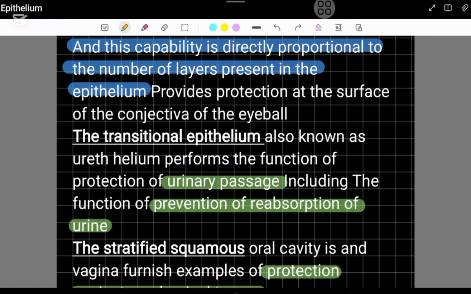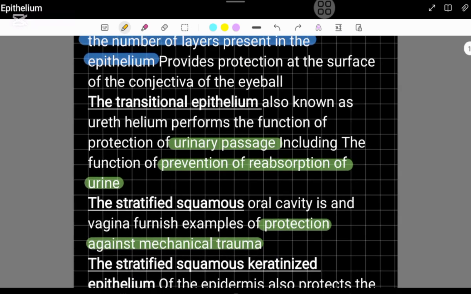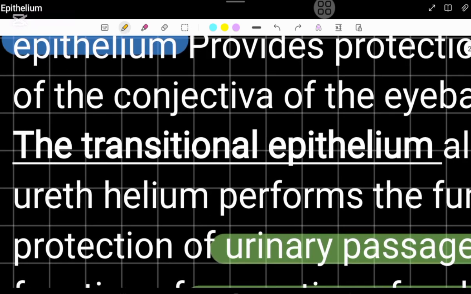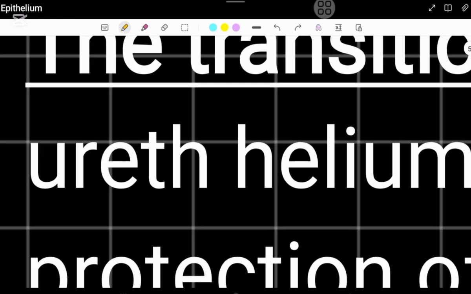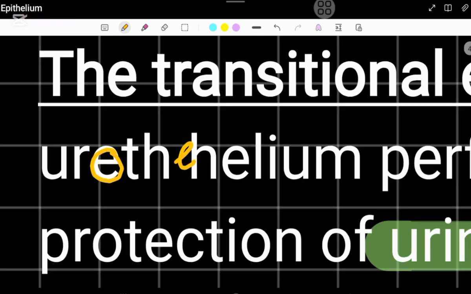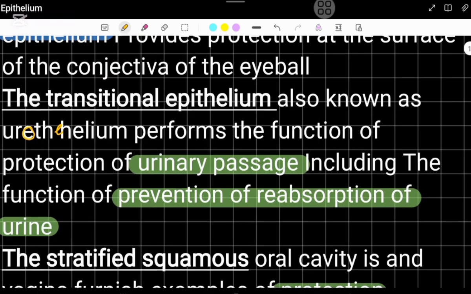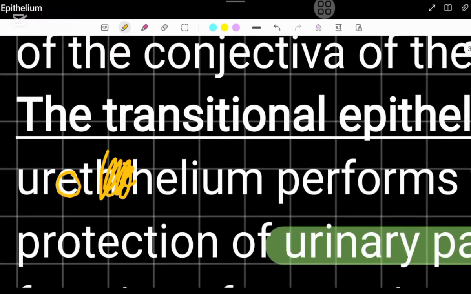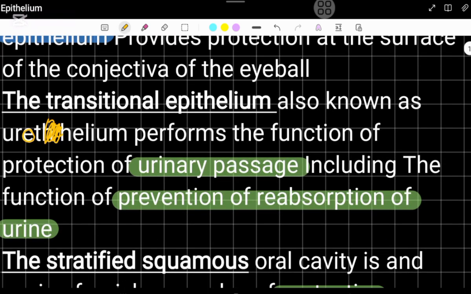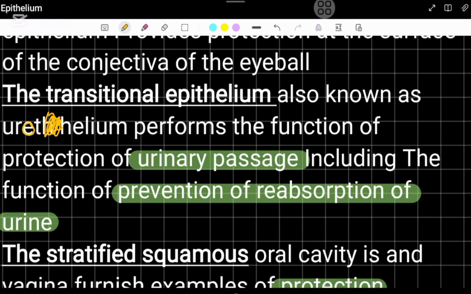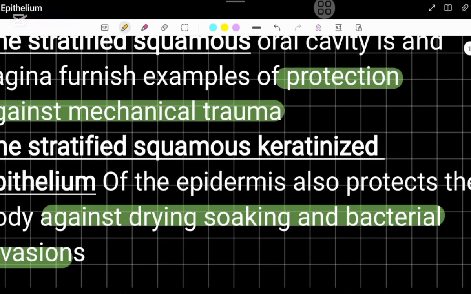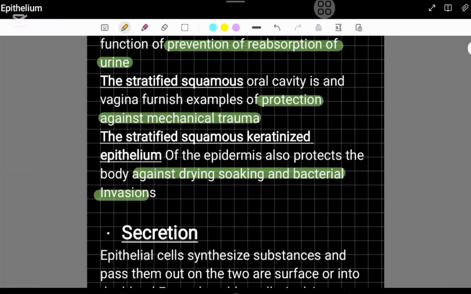It provides protection at the surface of the conjunctiva of the eyeball. The transitional epithelium, also known as urothelium, performs the function of protection of the urinary passage, including the prevention of the reabsorption of urine. The stratified squamous epithelium of the oral cavity and vagina furnishes examples of protection against mechanical trauma.